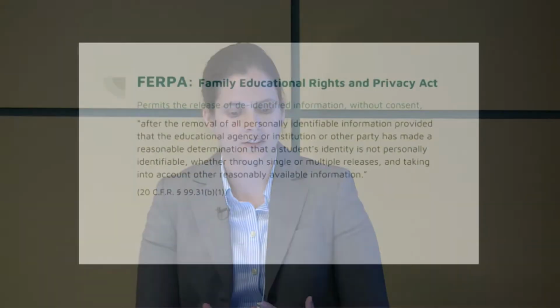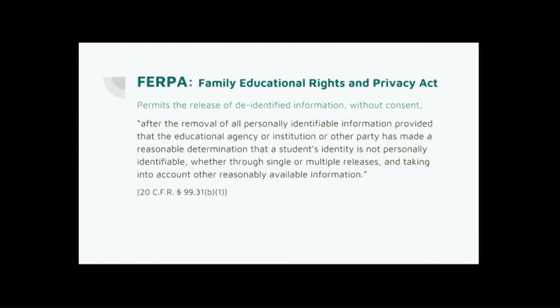But another important aspect of FERPA is that it permits the release of de-identified information without consent after the removal of all personally identifiable information, provided that the educational agency or institution or other party has made a reasonable determination that a student's identity is not personally identifiable, whether through single or multiple releases, and taking into account other reasonably available information. And it's important to note that once the information is de-identified, it falls outside of the scope of FERPA and can be used for any purpose.